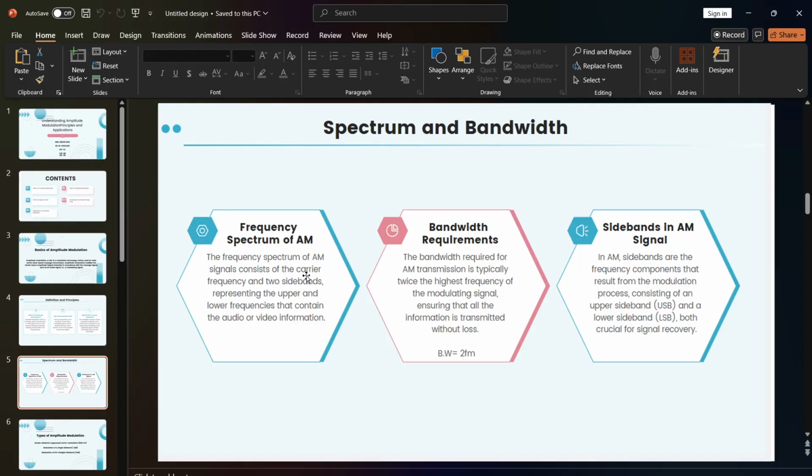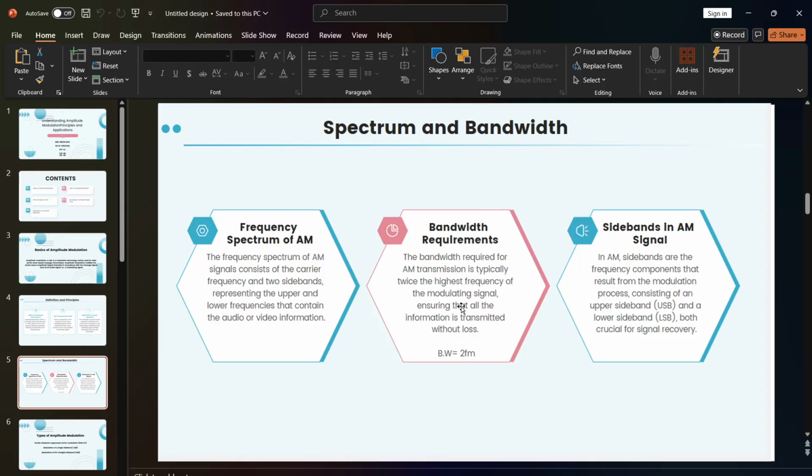The frequency spectrum of this signal consists of the carrier frequency and two sidebands representing the upper and lower frequencies that contain the audio or video information. Now, what kind of information is sent? That is audio, video; when we open a radio signal, we will come across it in the further slides. Now, what is bandwidth?